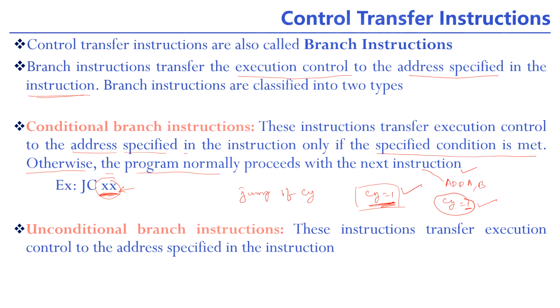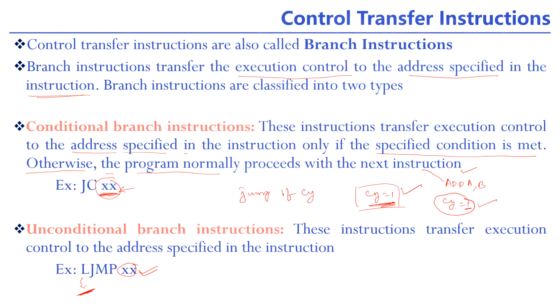Unconditional branch instructions transfer execution control to the address specified in the instruction without any condition. An example is LJMP. Once this LJMP instruction is executed, it branches to the address specified within the instruction. It won't execute the next instruction.